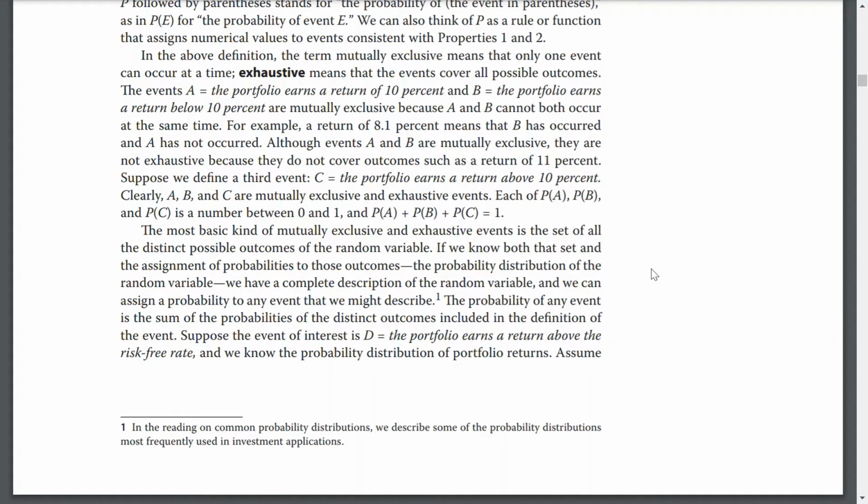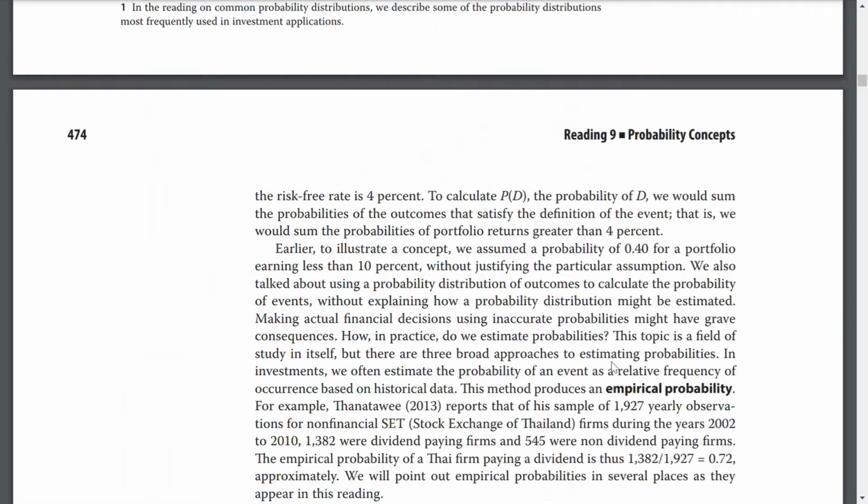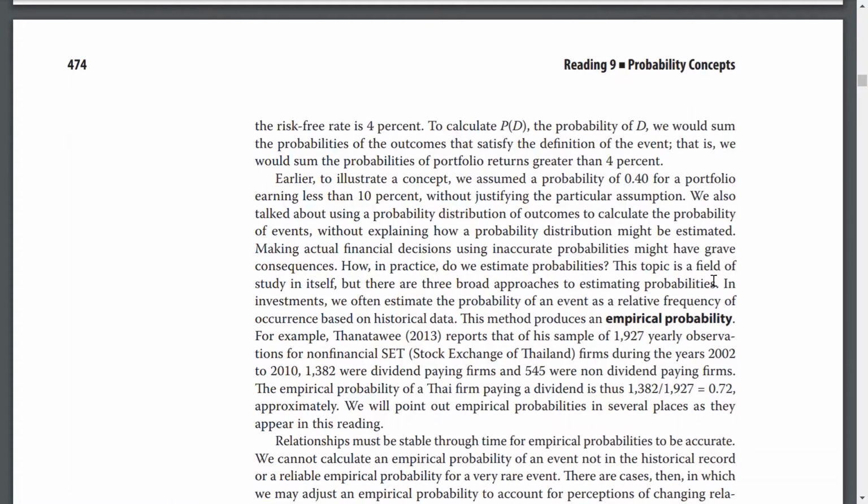and we can assign a probability to any event that we might describe. The probability of any event is the sum of the probabilities of the distinct outcomes included in the definition of the event. Suppose the event of interest is D, the portfolio earns a return above the risk-free rate. We know the probability distribution of the portfolio's returns. Assume the risk-free rate is 4%. To calculate P(D), the probability of D, we would sum the probabilities of outcomes that satisfy the definition of the event. That is, we would sum the probabilities of portfolio returns greater than 4%.